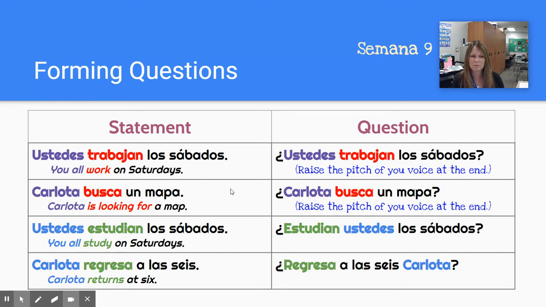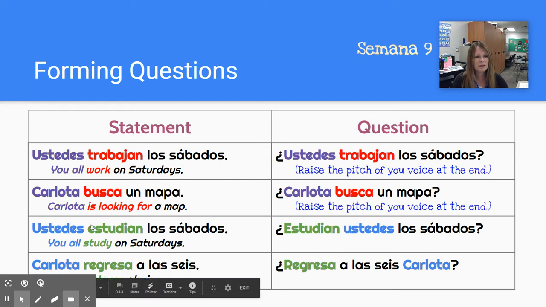Look at this next one. Carlota busca un mapa. Carlota is looking for a map. We can just raise the pitch of our voice and turn it into a question by saying, ¿Carlota busca un mapa? Here's another one. Ustedes estudian los sábados.